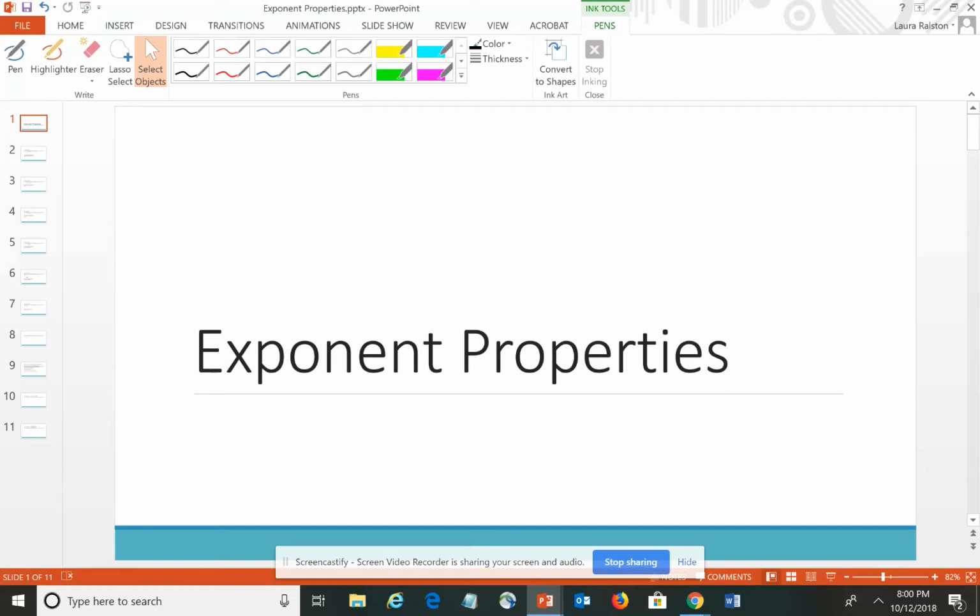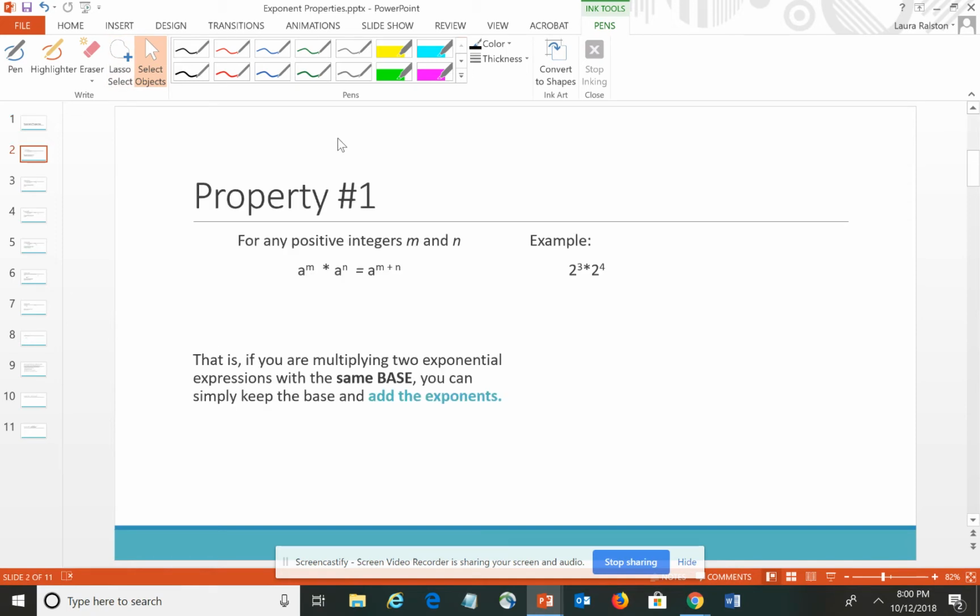This video is going to walk you through the various exponent properties that we use in algebra. The first property says for any positive integers m and n, a to the m times a to the n equals a to the m plus n. Basically what we're saying is that if you're multiplying two exponential expressions with the same base, you can keep the base and add the exponents. It is important to note that you have to have the same base in order for this property to work.